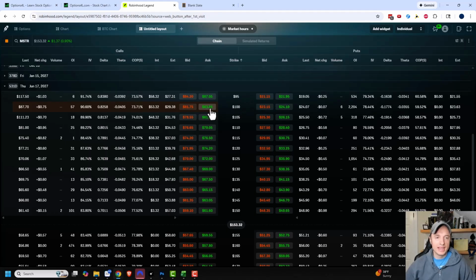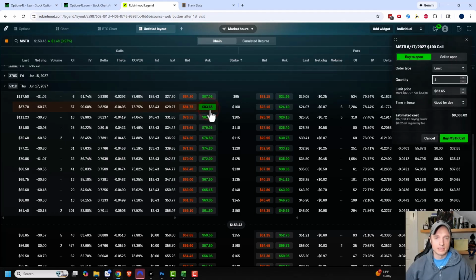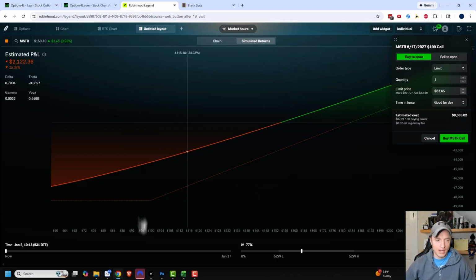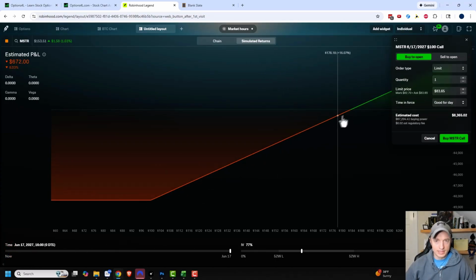So let me just go ahead and add that to my order real quick. So we'll click this button right here and come to simulated returns and take a look at what happens. All right, so let me move it to at expiration. So we'll move this over. All right, so we can see right here, I need the price to be at 183.93 or so come expiration date, which is June 17th, 2027.